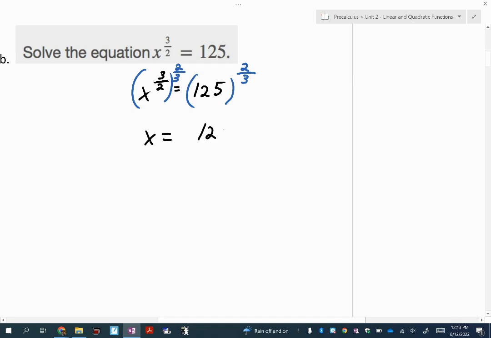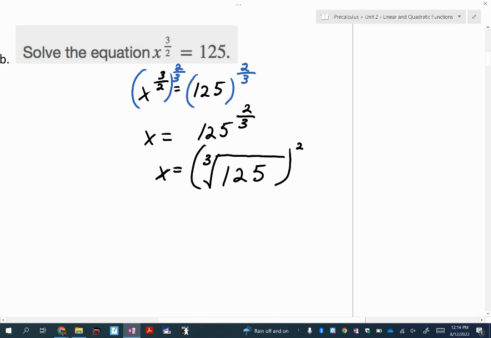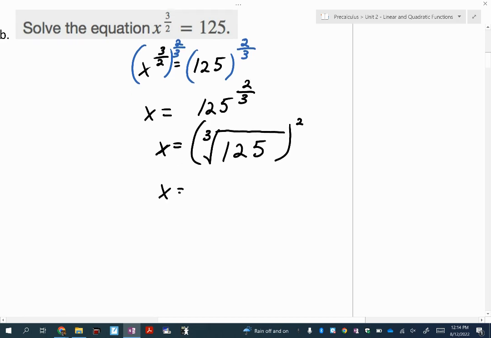Now I'm going to rewrite this as 125 to the 2/3 power and then rewrite it using a radical. So put my radical symbol, and that denominator 3 is the index. But now I am going to put it in parentheses because my numerator is not just 1. So hopefully you know the cube root of 125 is 5, and then 5 squared is 25.